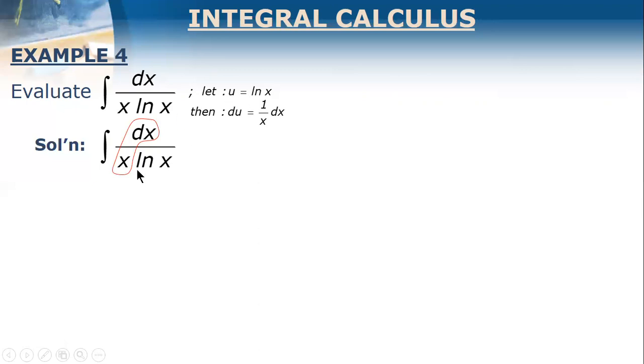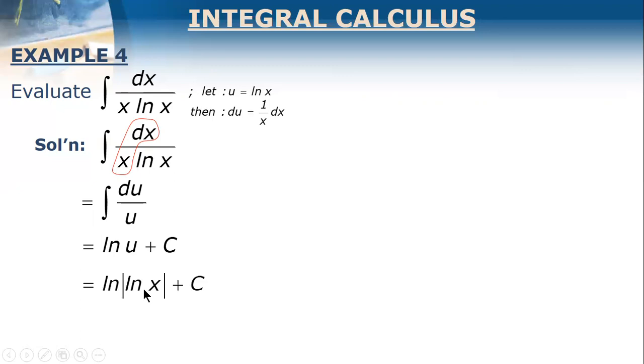And then ln x is u. So this becomes du over u. And the logarithmic form is just ln of u plus c. And then you replace u by ln x. Now take note, for ln you'll use absolute value, because if this is negative, it's undefined. So therefore, this must be positive. ln of a negative number is undefined, so we have to use absolute value.